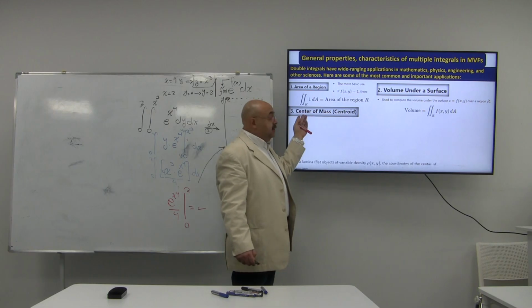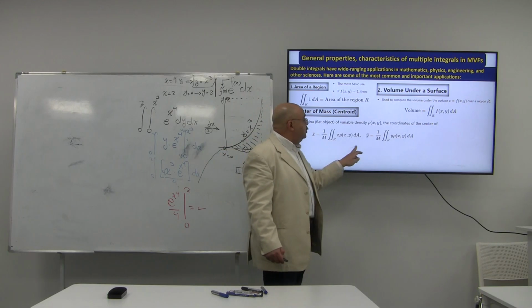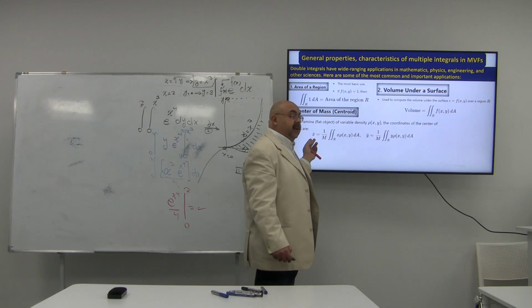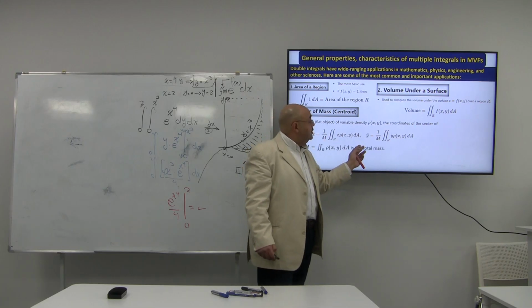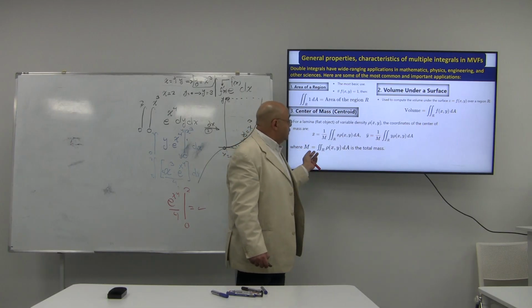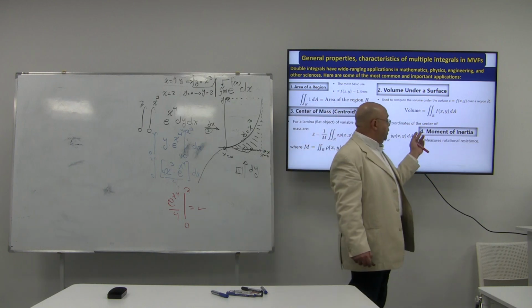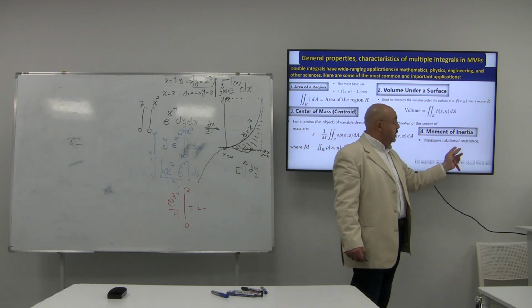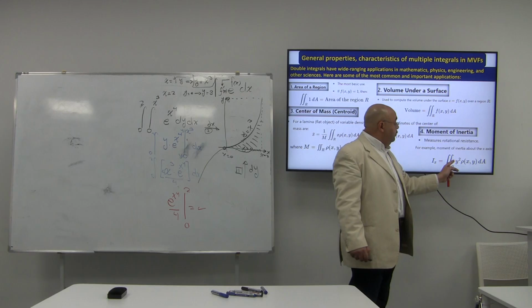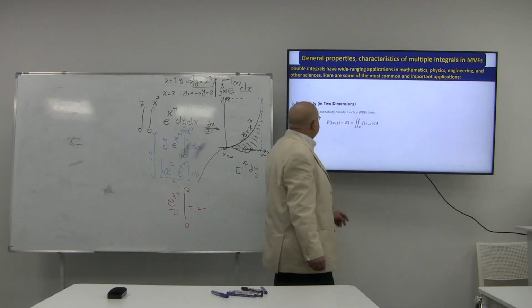If you need to get the center of mass, all I have to do is just substitute in this equation. I will get x bar and y bar. This is a very important application. If I want to get the mass, it's going to be like this. If I want the moment of inertia, which measures rotational resistance, it's going to be integrating y squared times f of x, y dA.